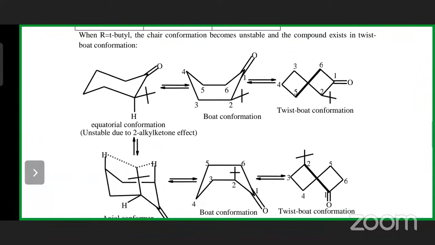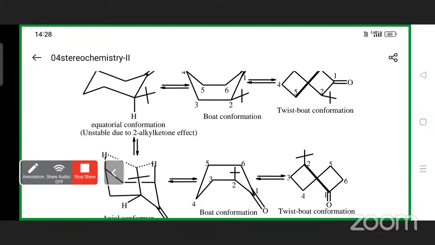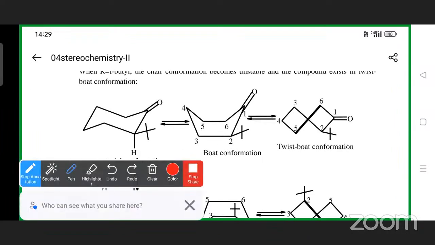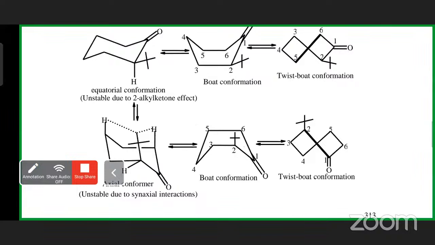And in the equatorial, in the twist boat form, you can see that the carbonyl group and the tertiary butyl group are fractionally nearer. That's why it suffers from steric repulsion here, and in the twist boat form also you have the steric effect. That's why the equatorial conformer is destabilized, less stable in all conformers: chair conformation, boat conformation, and twist boat conformation. The equatorial conformer is less stable.